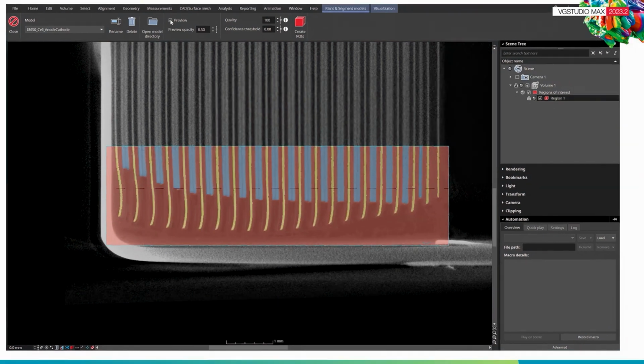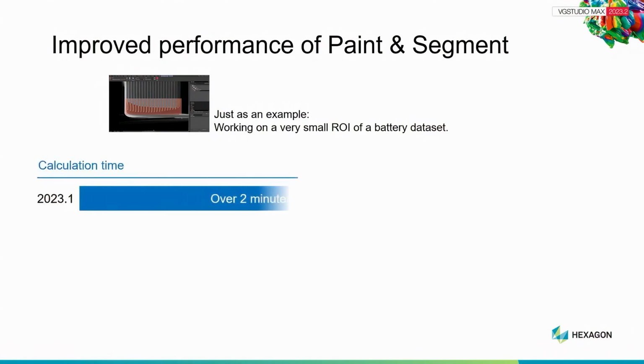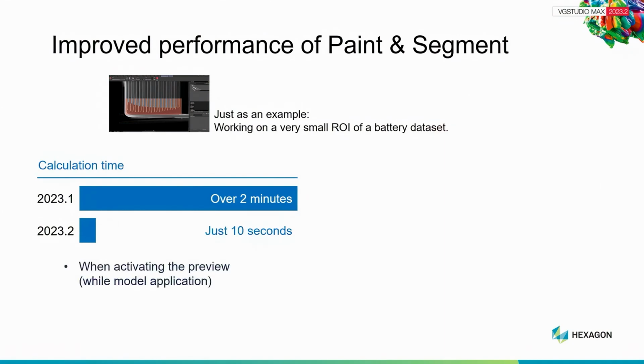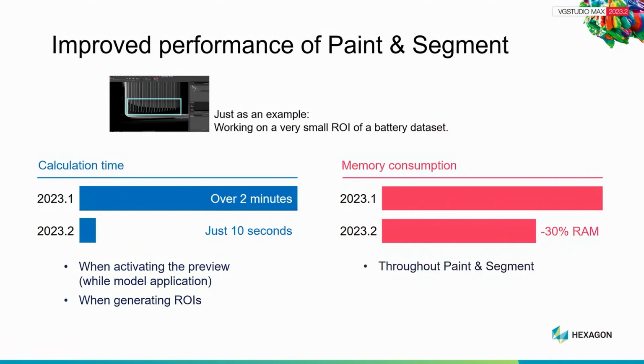For example, with this data set of a battery, it took over 2 minutes with the old version to generate the preview. In the new version, it takes just 10 seconds. You will notice these speed increases when previewing the model application and when creating the ROIs at the end. And we've also reduced the memory footprint during the whole Paint and Segment, so we now use about 30% less RAM than in the previous version.